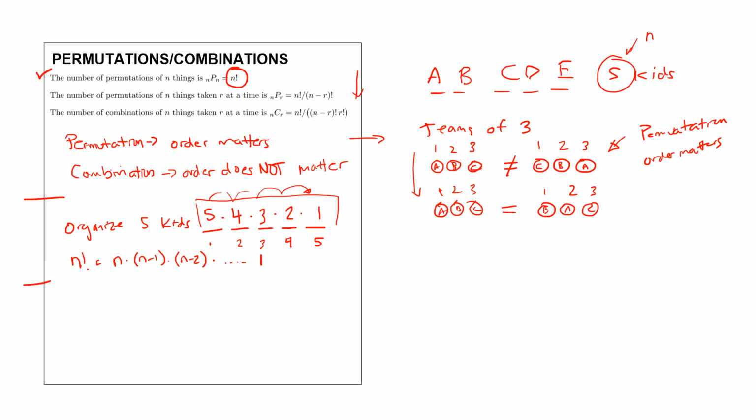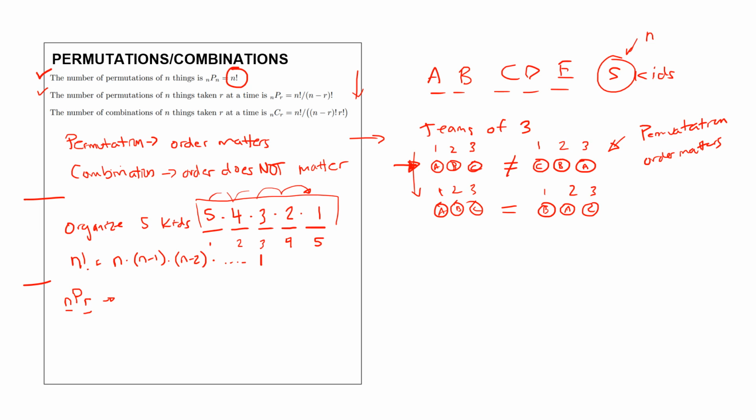The next one here, the second one, is n things taken r at a time. So that is our example of these 5 kids that we have on the right in this first example. Not teams of 3, but, let's say, first, second, third order of running a race. So this notation, we have nPr. That means n things taken r at a time. How many permutations, how many ways can you do that?